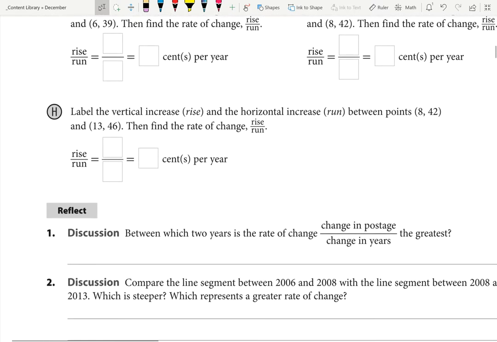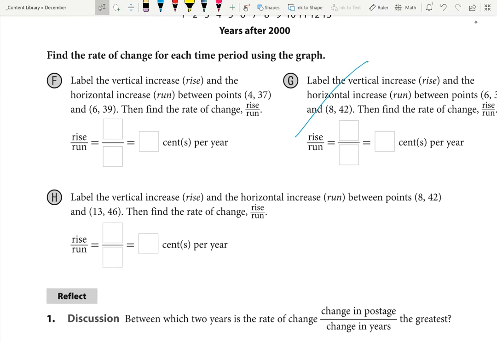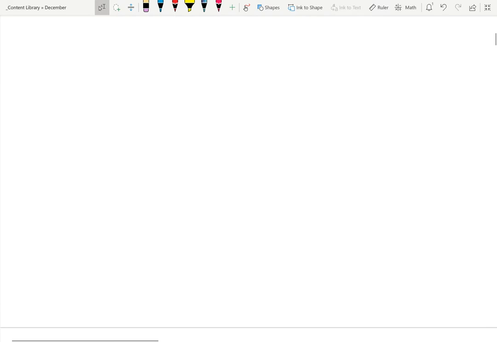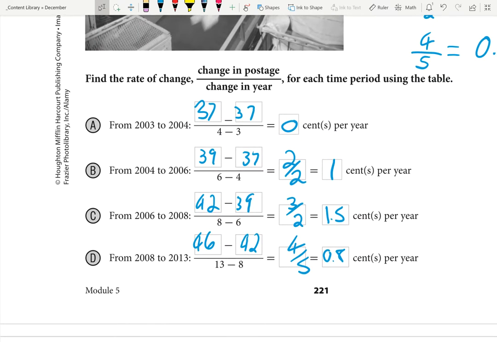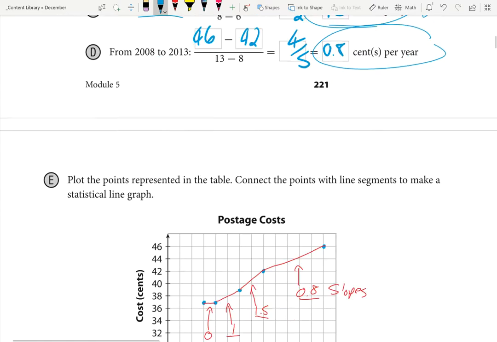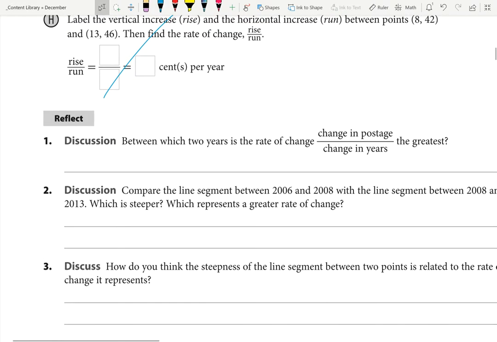All right, we'll cover rise and run at a later time. But let's answer these questions. Between which 2 years was the rate of change the greatest? Well, remember, the rate of change was the greatest at the 1.5 cents per year. That's the biggest rate of change. So these are all the rates of change, and the biggest one is 1.5. That was between 2006 to 2008, right? Year 6 to year 8.